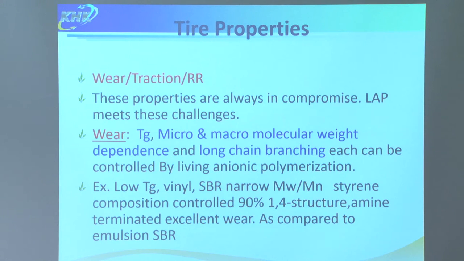Okay, Mike, so wear is dependent on the microstructure and the long chain branching, and so that was wear. So the low Tg polymer, for example, like rosin SBR, with a normal molecular weight distribution, contributes to about 90% structure. That is excellent, the wear property of that compound is excellent.